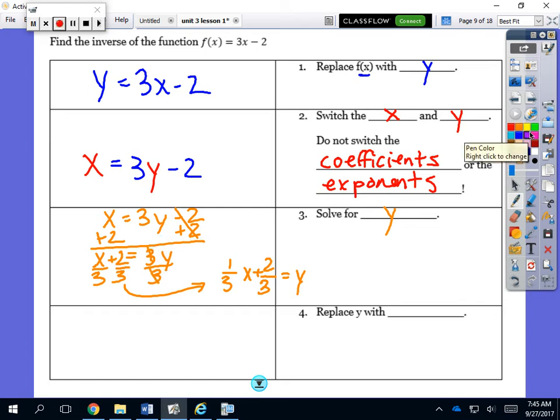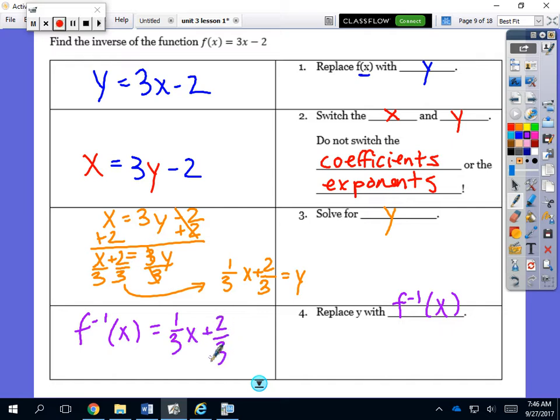And step 4, replace the y with the inverse function notation, which is f to the power of -1 of x. So I write f inverse of x equals 1/3 x plus 2/3. We write this 1/3 x because remember this is 1x over 3. So I can make that 1/3 the coefficient and put the x there. If you want to just leave it x over 3, I'm fine with that. This is your final answer.